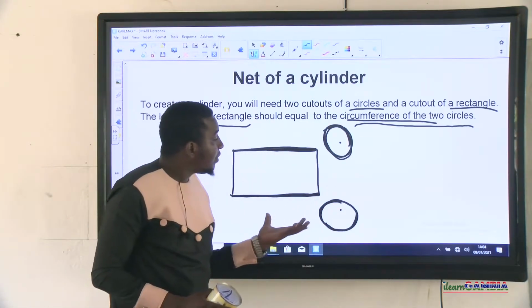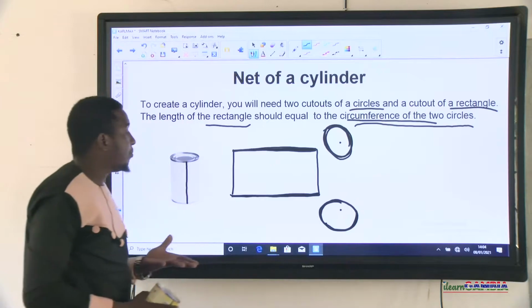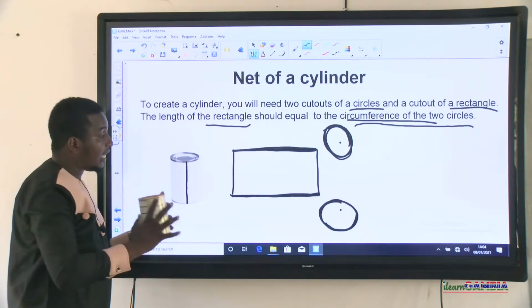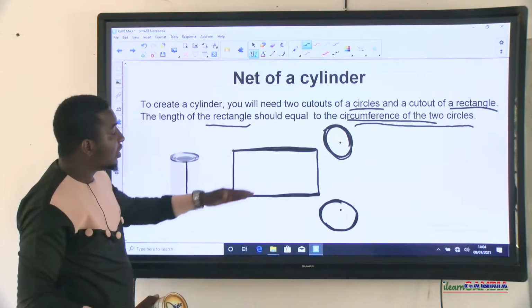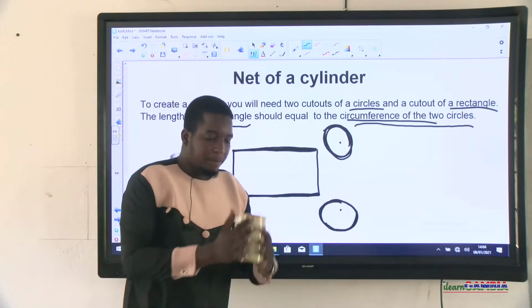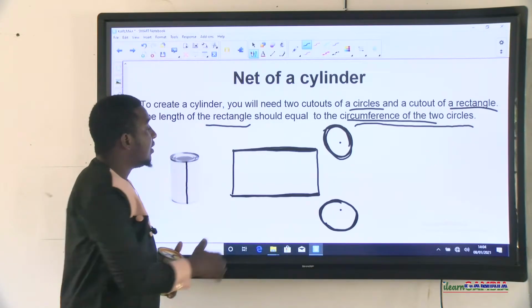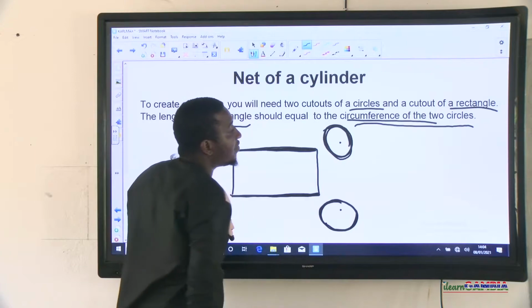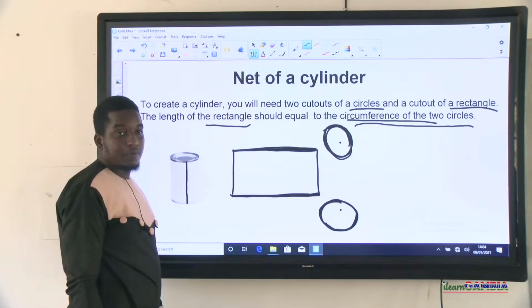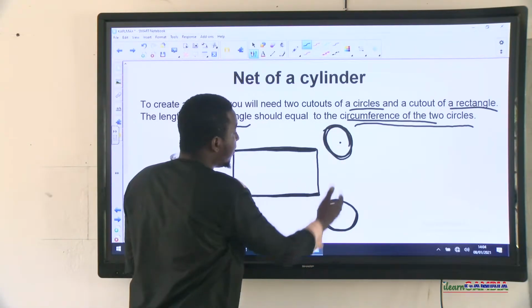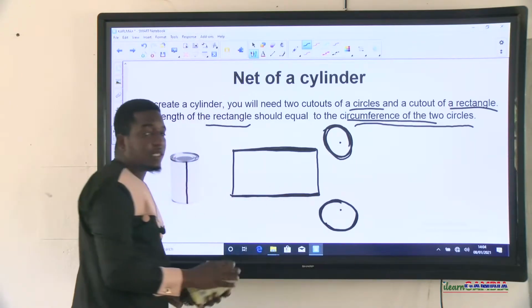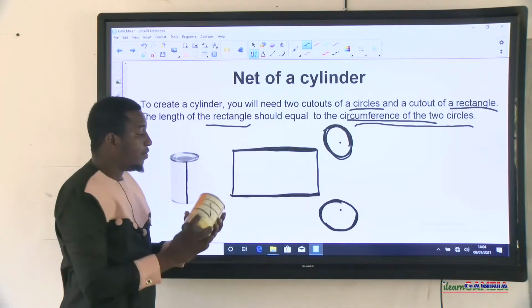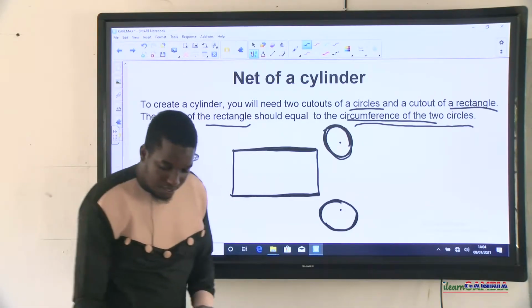That is simply what we will need in order to form a cylinder. We will need a rectangle, and we will also need two cutouts of a circle. But they will be in such a way that the length of the rectangle is equal to the circumference of the circle. So the circles will form the base, that is the flat faces of the cylinder, and the rectangle will form the curved surface area.